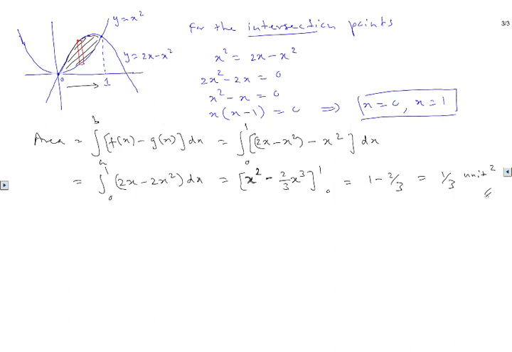So the area is 1/3. Okay, so you can see that the problem is not that difficult, but first you need to find the intersection points and then you write the area formula, which is the top minus the bottom curve. It's always the top minus the bottom, otherwise you get a negative value. So you can see that it's not that difficult.